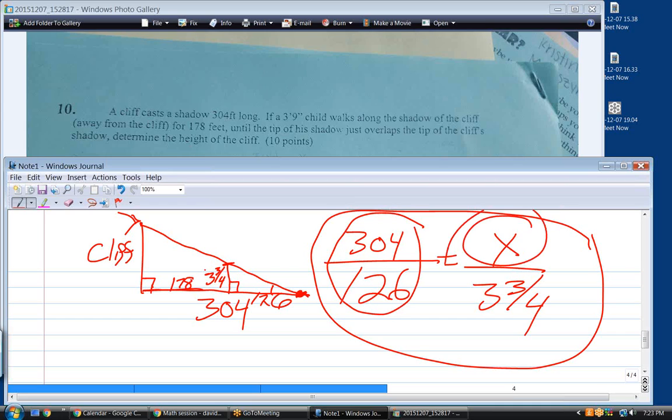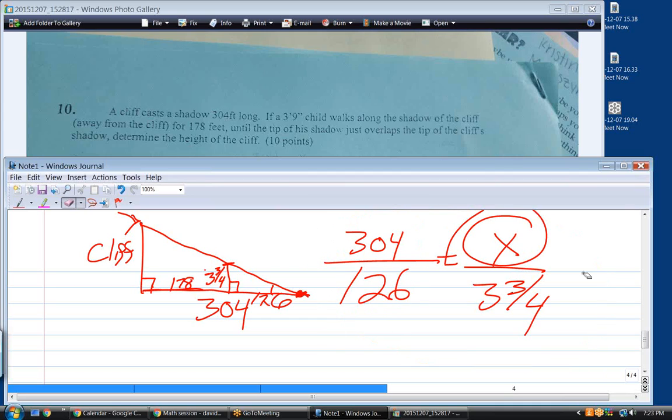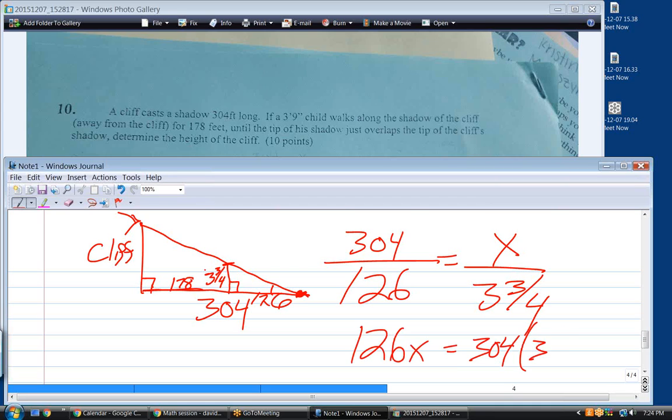Okay. And also, how do I solve that now? I notice most of my students making a mistake in solving this. So it would be 126x equals... you don't need to cross multiply. You see why? Let's say we cross multiply. Okay, so we have 126x equals 304 times 3 3/4. What's my next step? Multiply... Well, divide by 126.